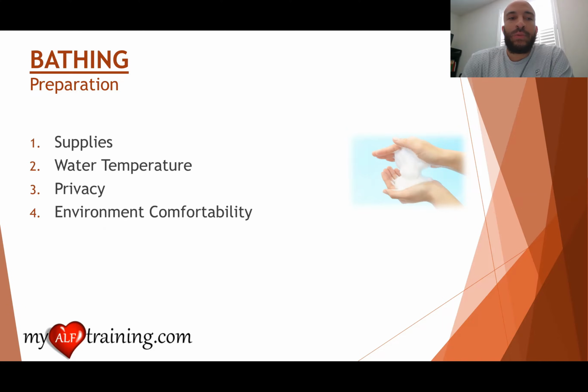So bathing, preparation, we talked about supplies. We talked about water temperature. Now we're going to talk a bit about privacy. How do you maintain patient's privacy during bathing, which is such a revealing, if you will, process or activity?